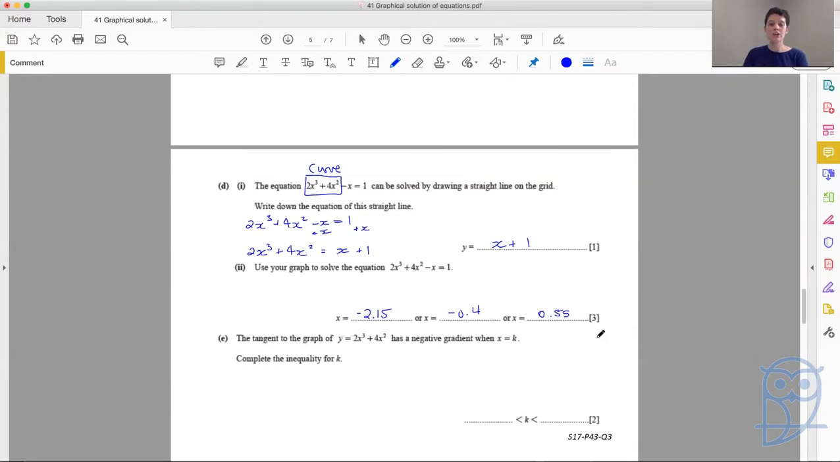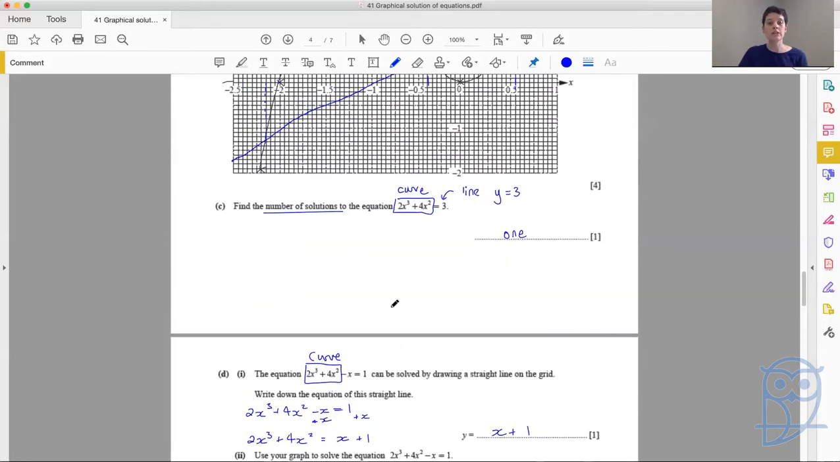Then we now look at the last one. This is quite an interesting question. They ask us, the tangent to the graph of y equals 2x cubed plus 4x squared, that's our curve. That whole thing is our curve, actually. So we're back just to looking at our curve. Has a negative gradient when x equals k. Okay, so where on the x-axis do we have a negative gradient? Complete the inequality for k. So k is between two values.